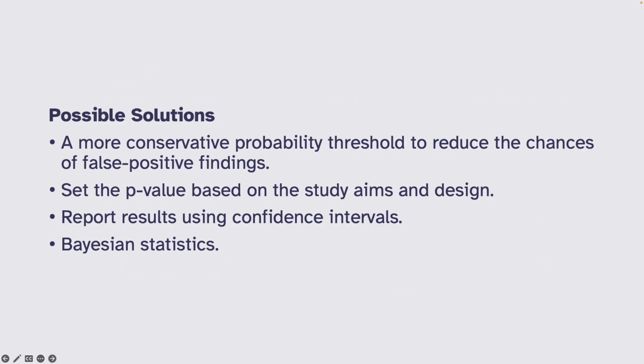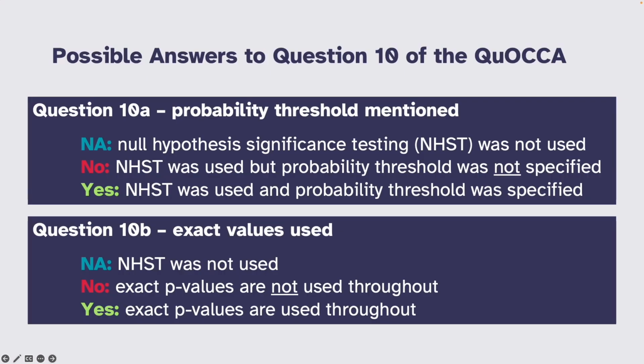Fortunately, there are solutions to this conundrum. This includes the use of a more conservative probability threshold to reduce the chances of false positive findings, and the setting of the p-value based on the study and its aims and design. Additionally, researchers are being encouraged to use confidence intervals and Bayesian statistics when reporting results. As the QuoCCA focuses on current problems in biomedical research, null hypothesis testing has been emphasised.